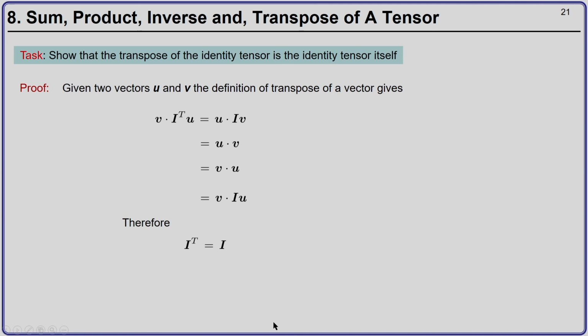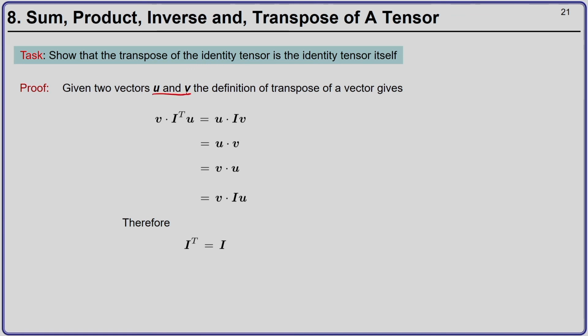Now, we look into one proof. We will try to prove that the transpose of the identity tensor is the identity tensor itself. So, let us start from the right hand side of the previous expression.